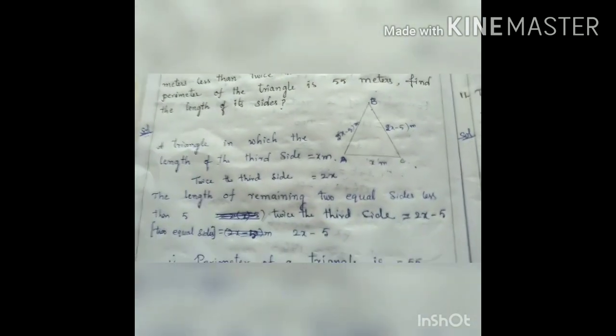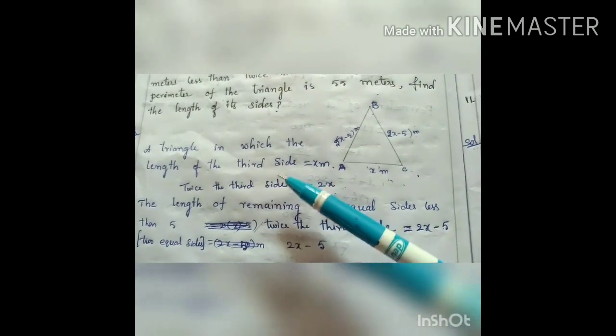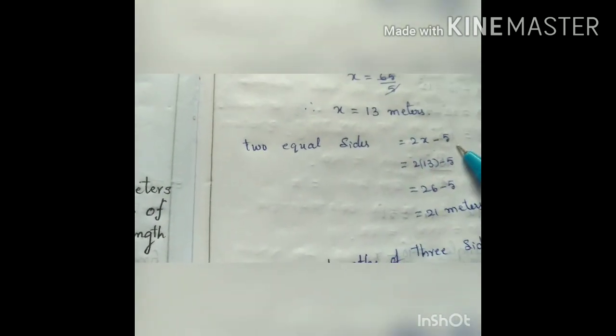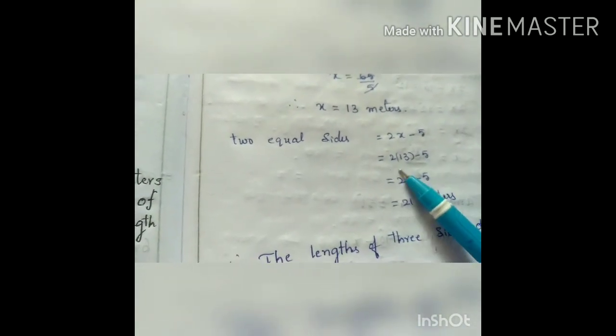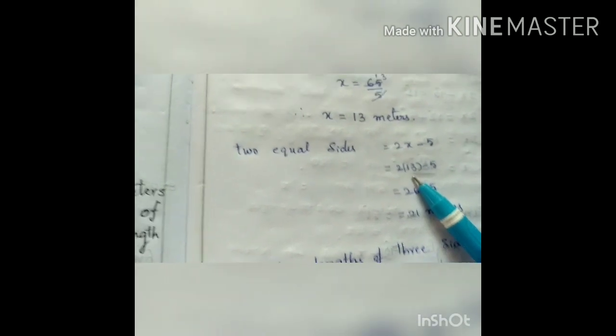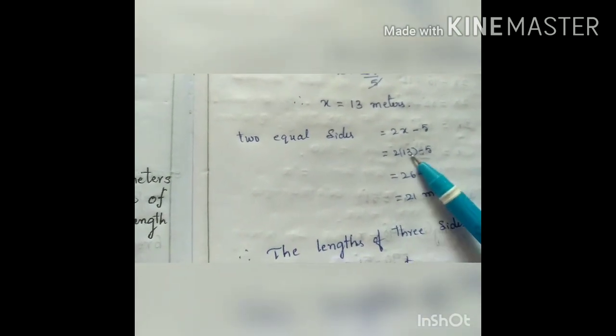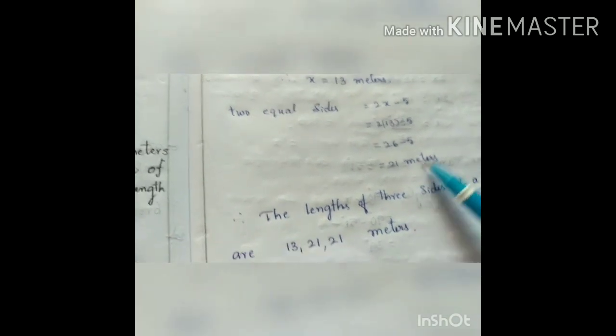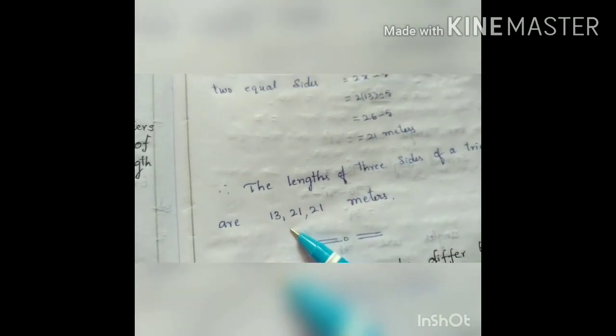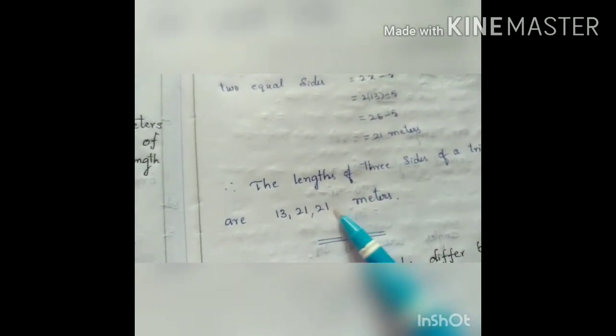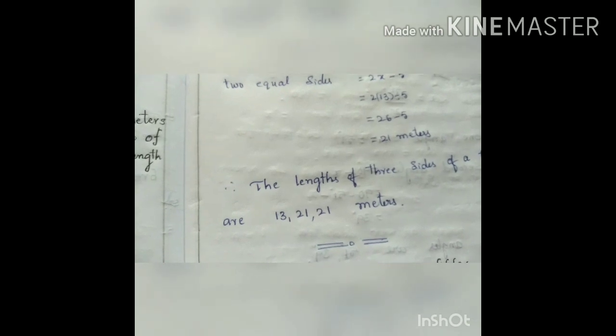What is the x here? What we have taken as x in this problem is the third side. Two equal sides: 2x minus 5 is the same side. 2 into, substituting the x value, 2 into 13 minus 5. 13 twos are 26, minus 5 is 21 meters. The lengths of the three sides of the triangle are 13 meters, 21 meters and 21 meters.